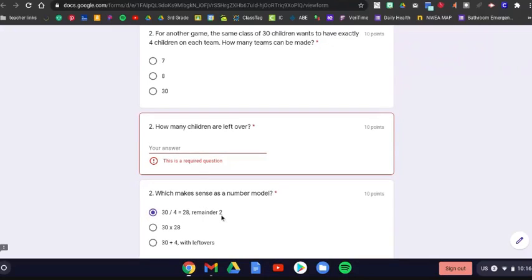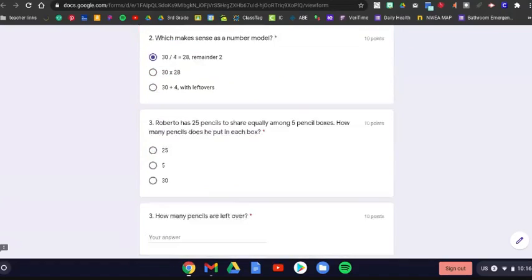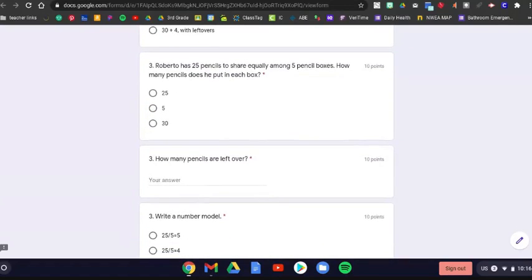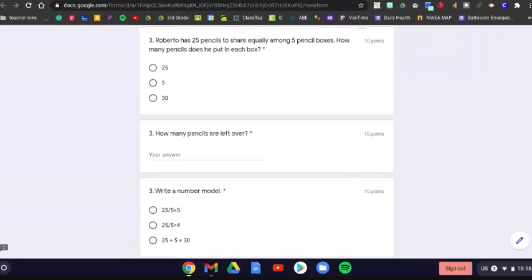30 divided by 4 is 28 with 2 students left over, 30 times 28, or 30 plus 4 with some leftovers. Which of these makes the most sense for the number model or equation that matches the questions? Pick your answer, click in the white space, and scoot down. You have 3 things that say number 3.